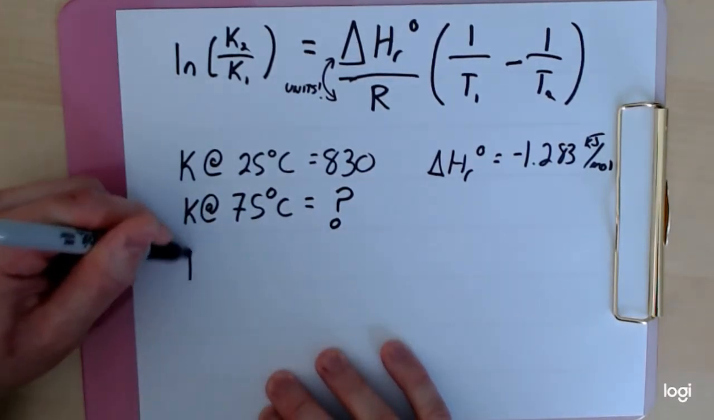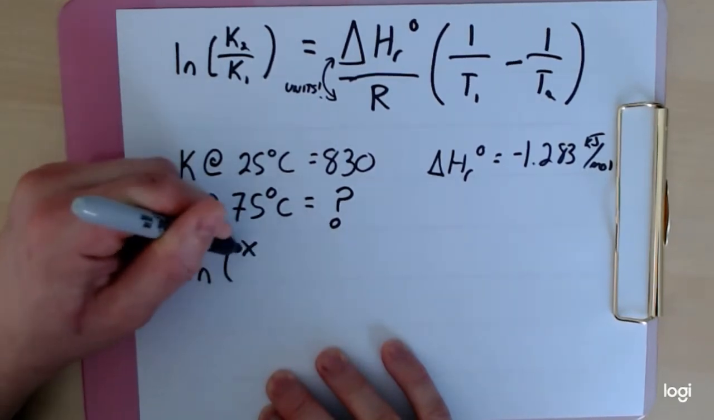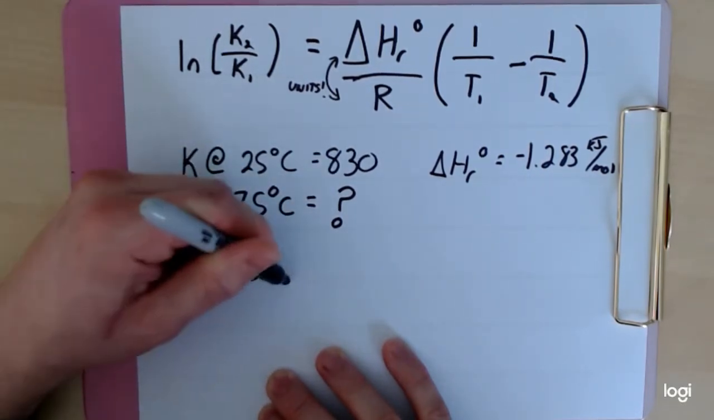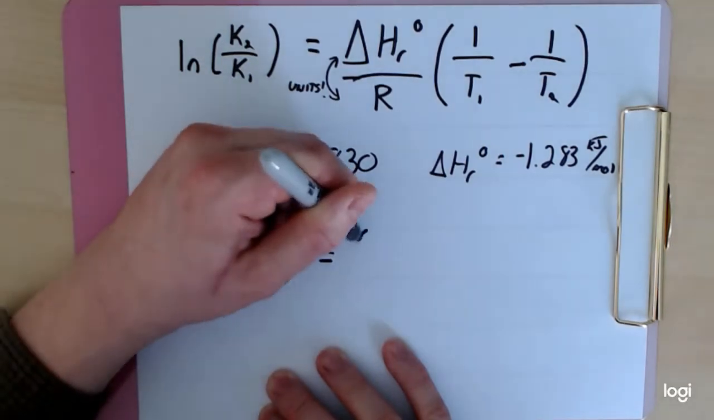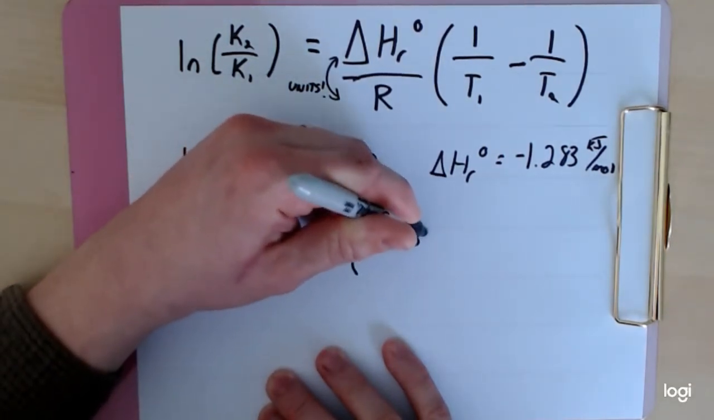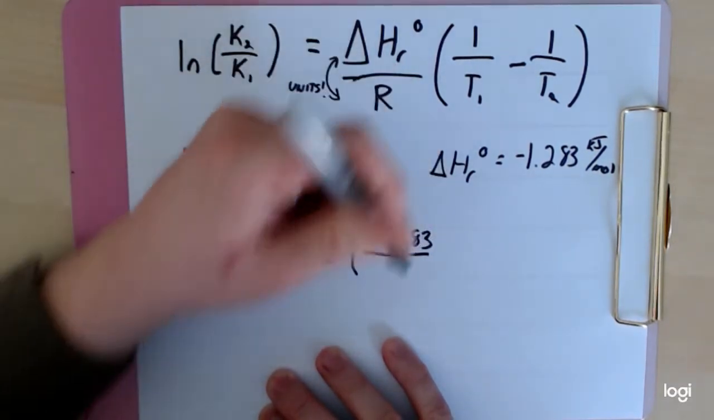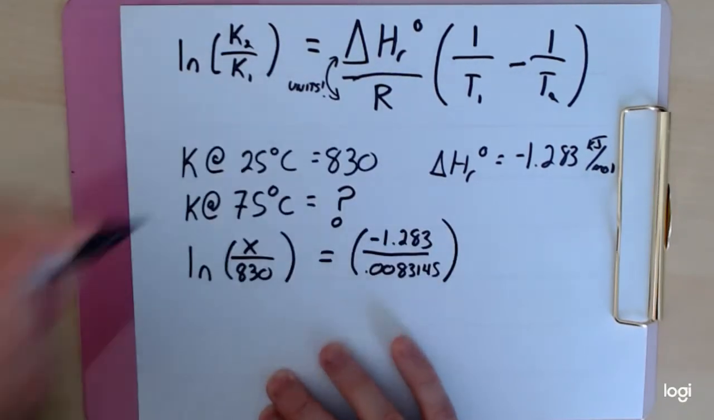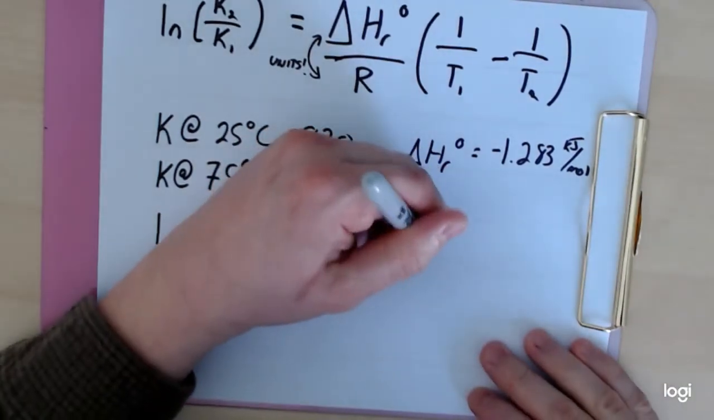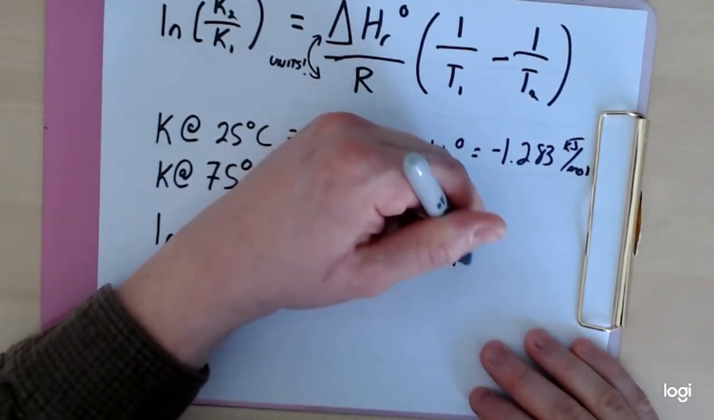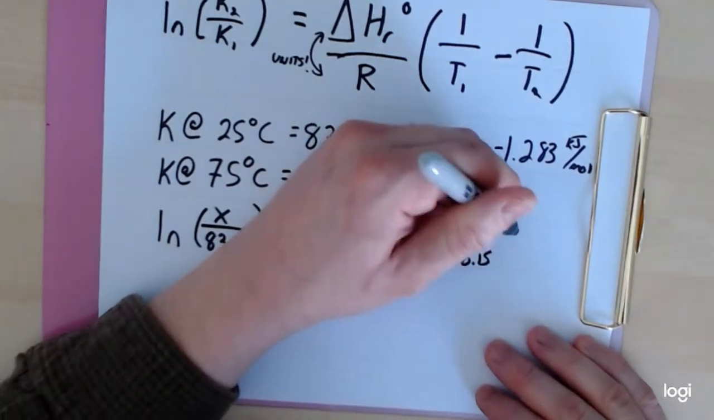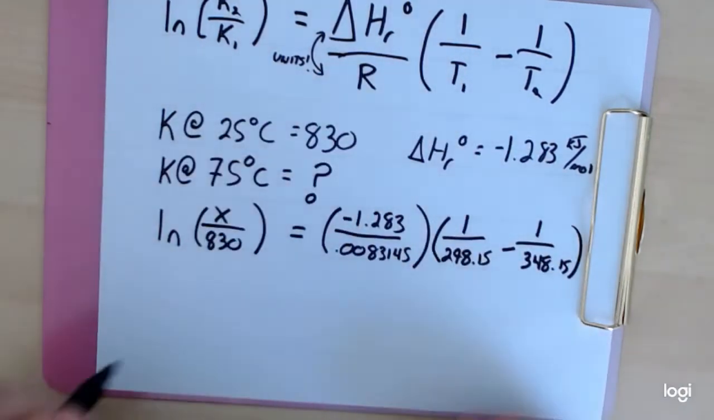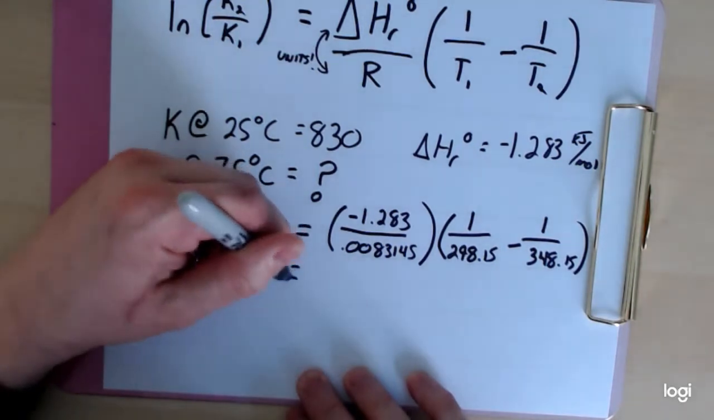To start off, we have the log of x, the thing we're solving for, K2, over 830 equals the standard enthalpy of reaction, negative 1.283, over the ideal gas constant. Since we're in kilojoules, the ideal gas constant is 0.0083145, multiplied by 1 over the first temperature, 298.15, that's 25 degrees Celsius in Kelvin, minus 1 over 348.15, that's 75 degrees Celsius in Kelvin. So, okay, this is just plug and chug in your calculator.